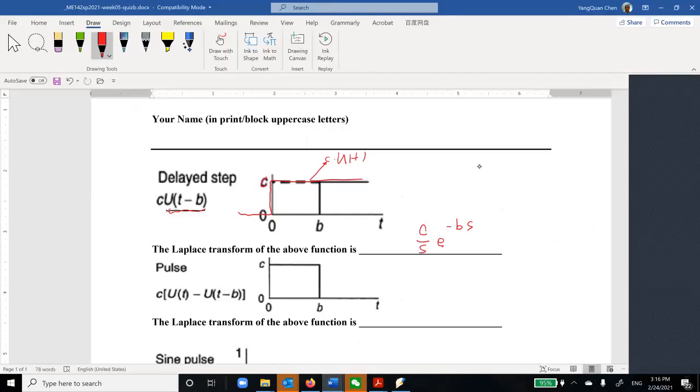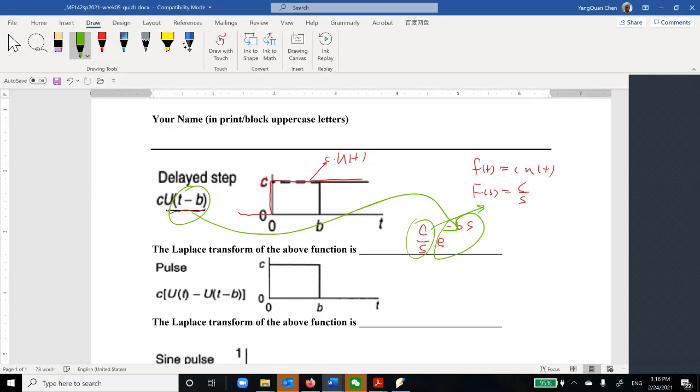So our f(t) here is c·u(t), okay? So F(s) is c divided by s. So this is this part. Then this is because of this delay. We'll give you this part, okay? Perfect. Yeah, nice. So we just shift that.